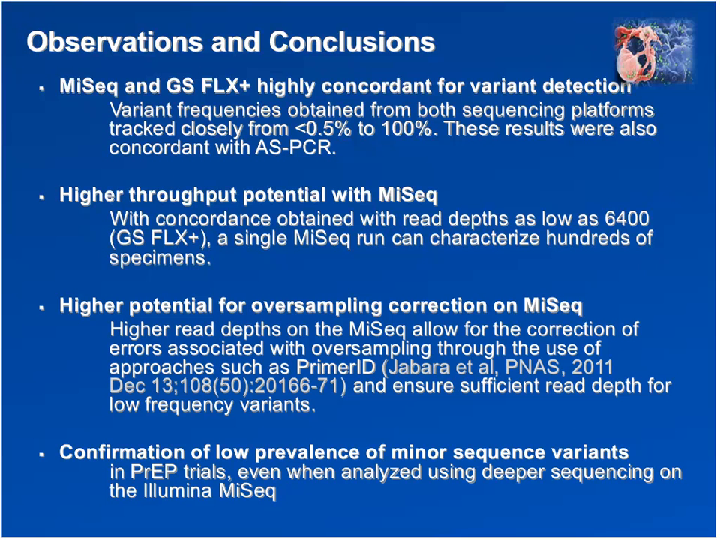Finally, a very important conclusion for us here at the Gladstone working in this field is that this particular experiment once again confirms the low prevalence of minor sequence variants in individuals in studies of pre-exposure prophylaxis, even when analyzed using the high sequence read depths that are possible on the Illumina MiSeq.